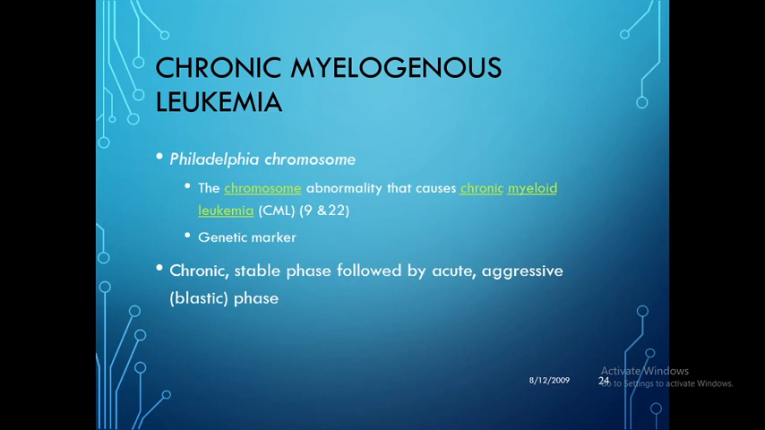There is one chromosome which acts as a genetic marker for CML, and that is the Philadelphia chromosome. It is the chromosome abnormality that causes chronic myeloid leukemia. That's a genetic marker. Chronic stable phase followed by an acute and aggressive or blastic phase. Pay attention to this chromosome, the Philadelphia chromosome.